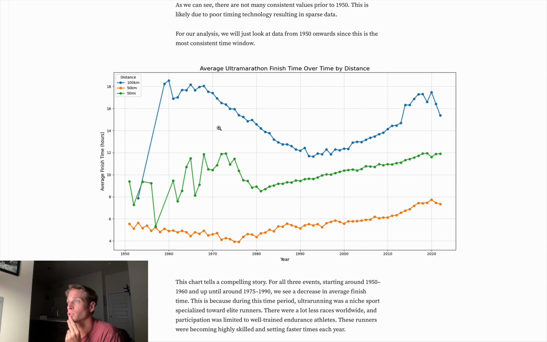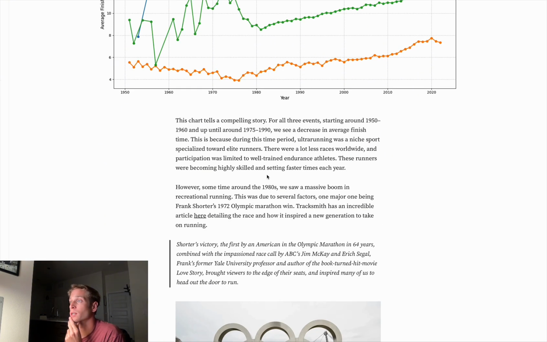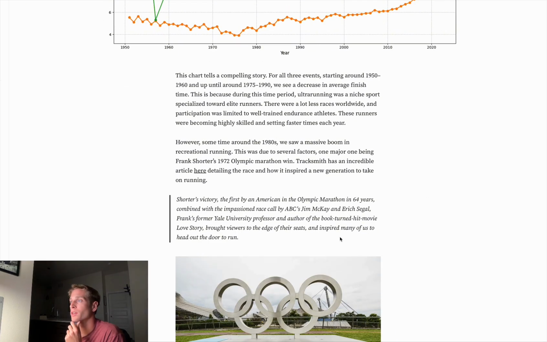However, we see a dramatic U-turn. Times actually get much slower after around 1980 and 1990, and this is very surprising. You would think these elite athletes should be getting faster, more talented. But what we actually find is that there was a running boom around the 1970s, sparked around Frank Shorter's 1972 Olympic marathon win.